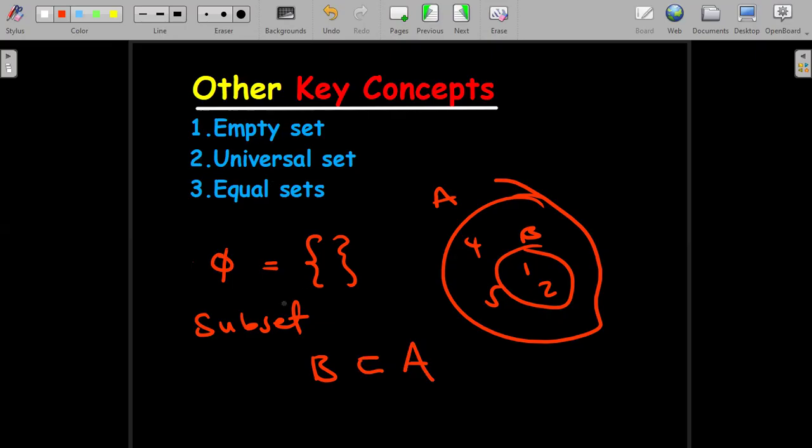Okay, so an empty set is a subset of what? Of every set. An empty set is going to be a subset of every set. Okay, so that's it about the subset.